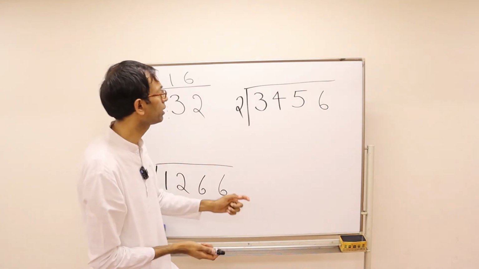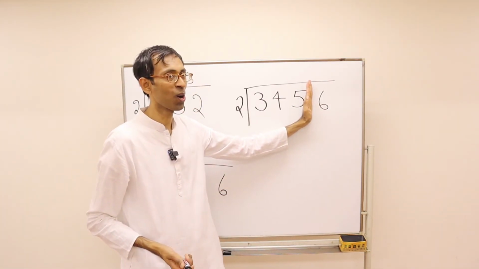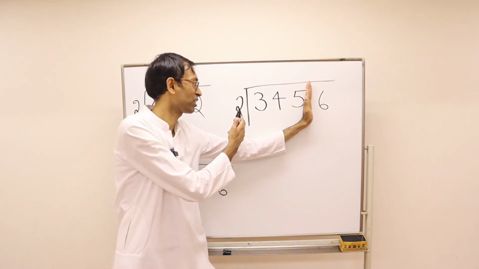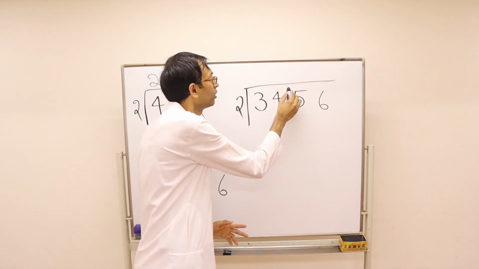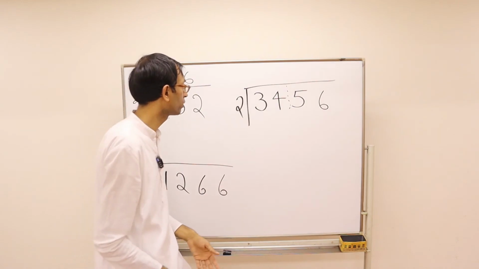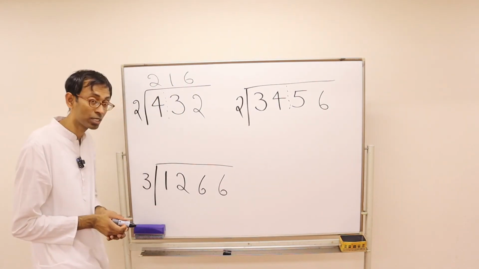How about here? Where can you split this problem? Can you split here? No, because this is an odd number. We can't divide by 2. But here we can split very easily. You can try this yourself. Okay, and then here, where can you split?